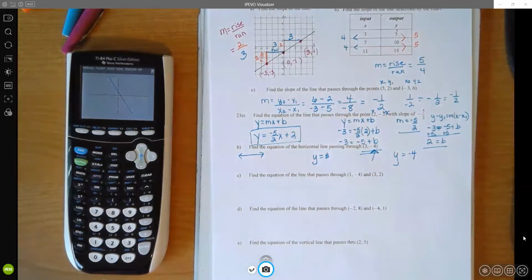If you will remember and memorize that horizontal line equations are all of the form y equals a number, and vertical lines are all of the form x equals a number, there will be 2 types of equations that you'll get lickety-split and not have to worry about and really have to show no work for, because you know those answers.